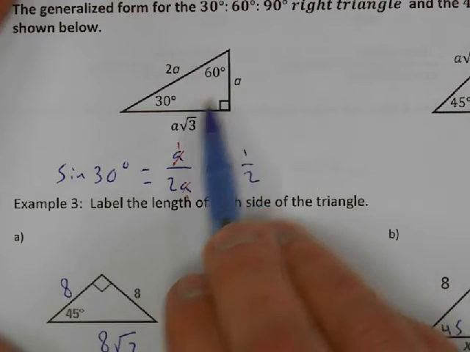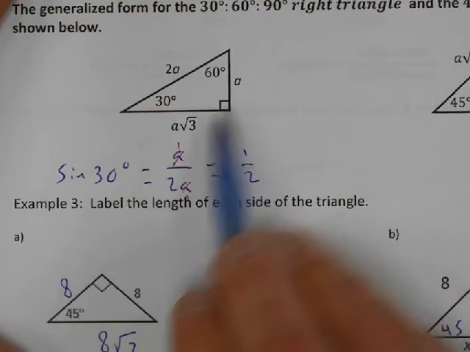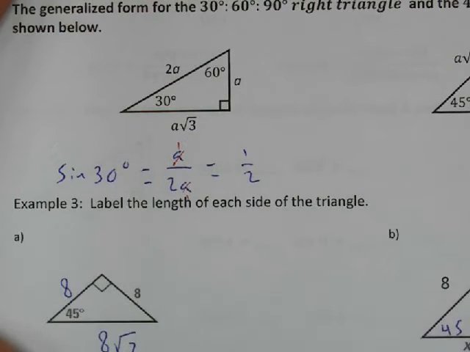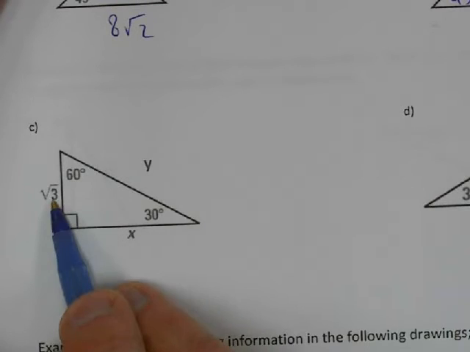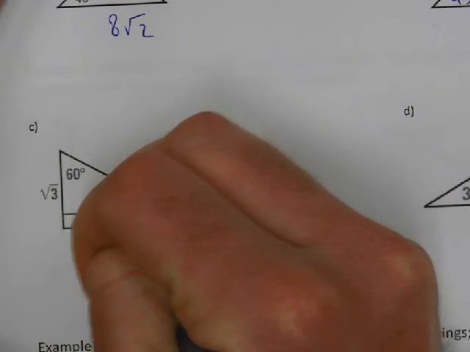How do we go to the long leg? How do we go from A to A root 3? Well, multiply by root 3 every time, no matter what the numbers are. So then I want to multiply this by root 3. And the long leg is going to be root 3 times root 3, which is 3.